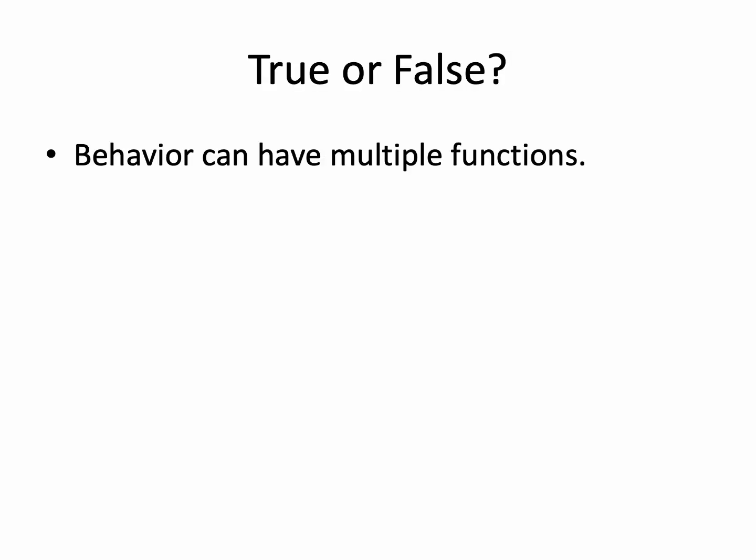Okay, so I have some questions for you. This one is a true or false question. Behavior can have multiple functions. Okay, so the answer to this is true. That is correct. As I just mentioned, behavior can have multiple functions. We can have behavior that's maintained by escape and attention, or we can have behavior that's maintained by attention and access to tangibles, etc.